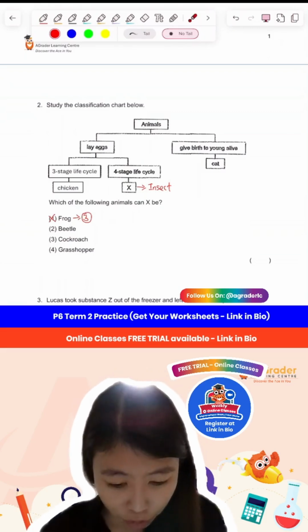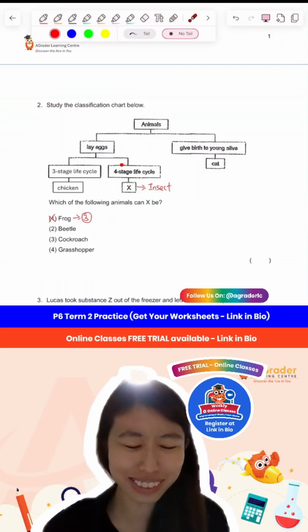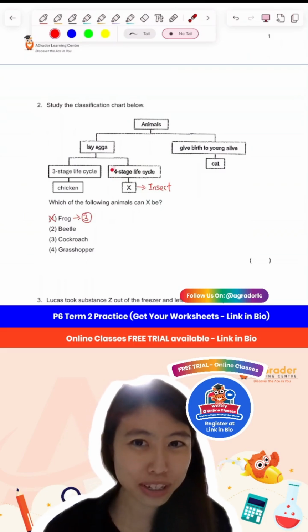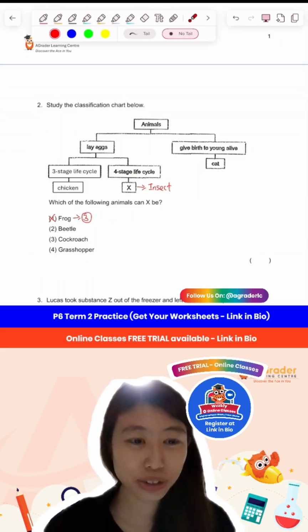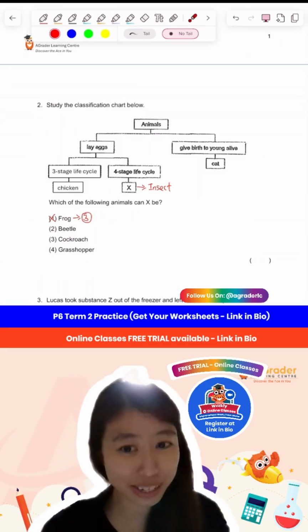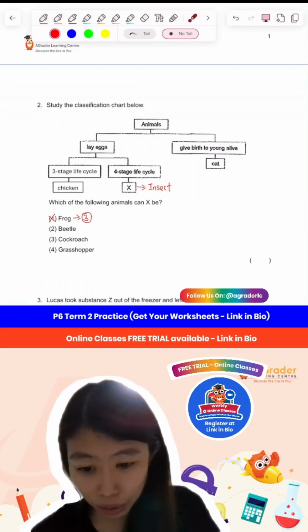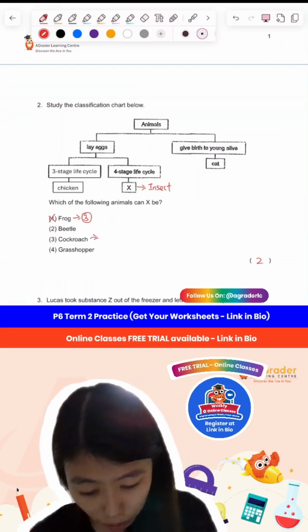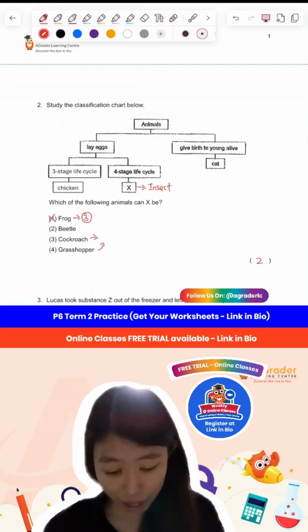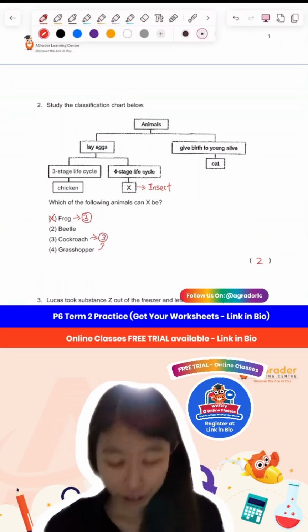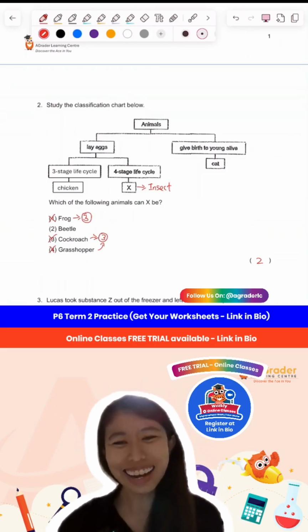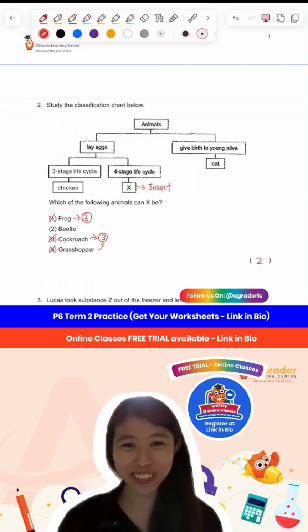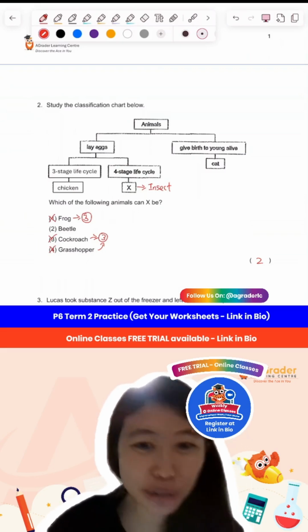4-stage life cycle. I'll give you one more chance. Yes, most of you wrote 2. Very good. So the answer is number 2. Yes, beetle is correct. Please take note that cockroach and grasshopper, although they are insects, have a 3-stage life cycle, not 4. A lot of you forgot your lower block concepts already. The answer is supposed to be a beetle, number 2. Yes, Melanie June, correct.